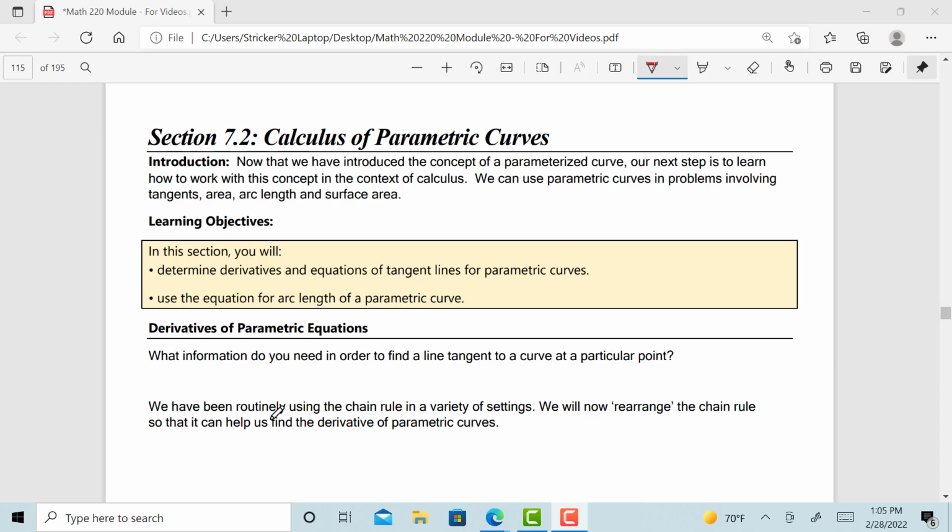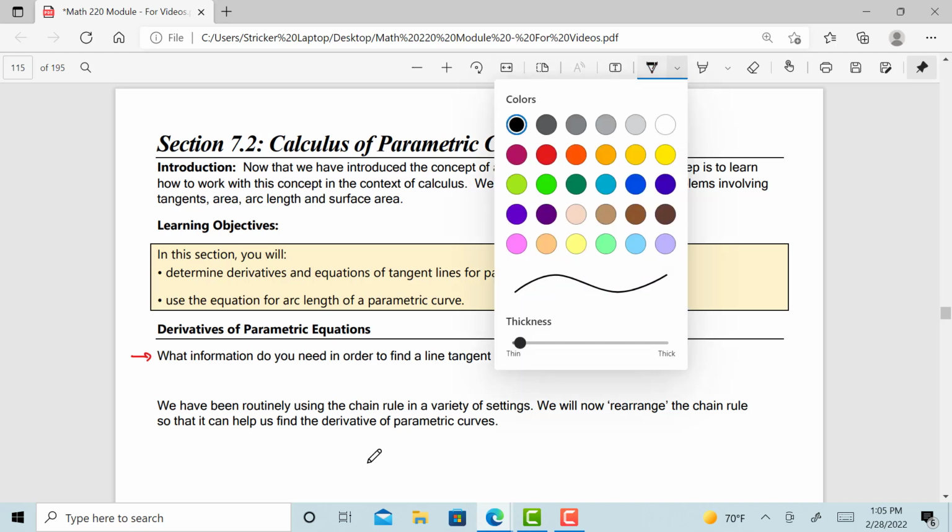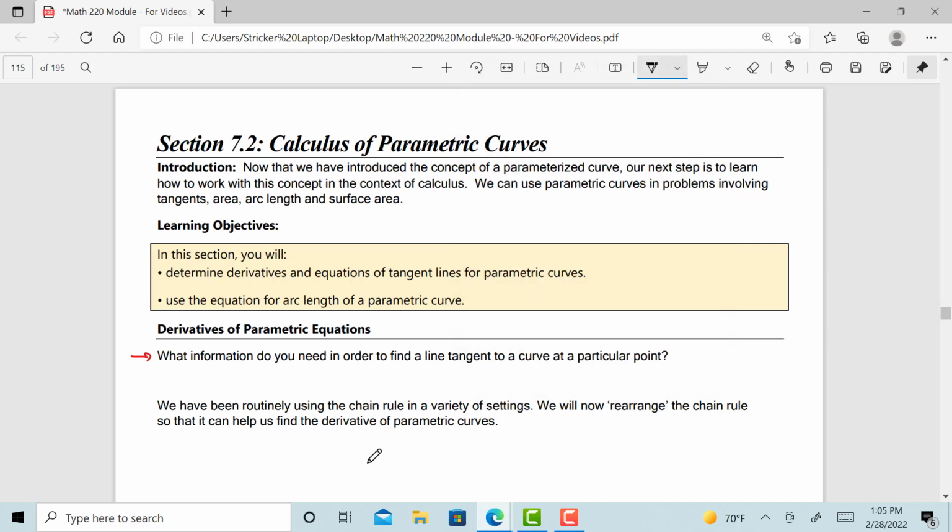First question for you: what information do we need to know in order to find a tangent line to a curve at a particular point? Go ahead and think about that and answer that question. Okay, well, hopefully you said that we need a point. We need two things, right? We need a point, some point (x, y). And then the other thing we need is the slope, m. Let's find that for a parametric equation.